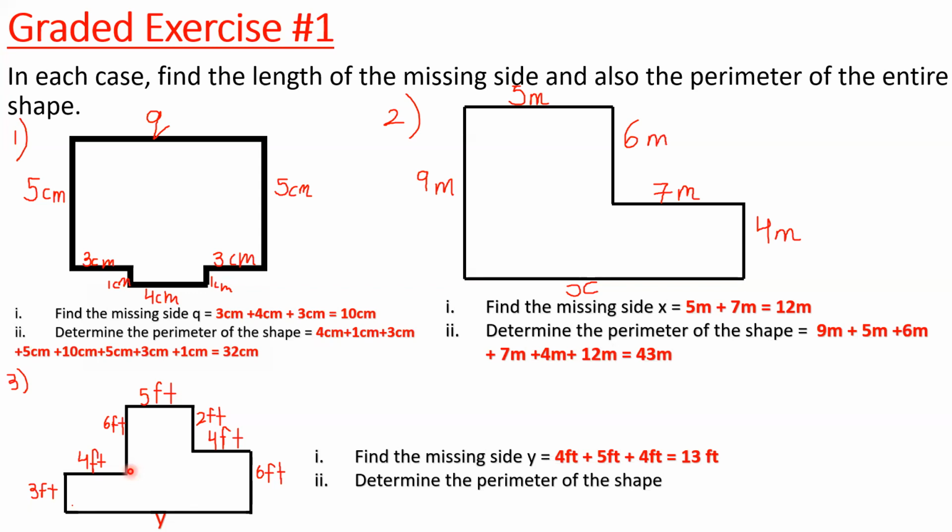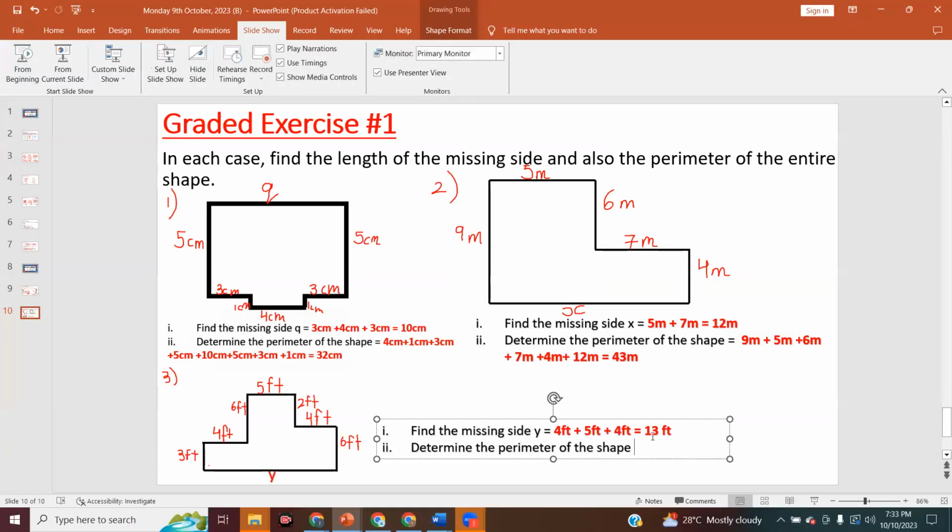Yes, sir, I see it. You see it? Okay, and so the answer is 13 feet. Put inside the chat what is the perimeter of the shape that you got. Again, everyone put inside the chat what you got for the perimeter of this shape.